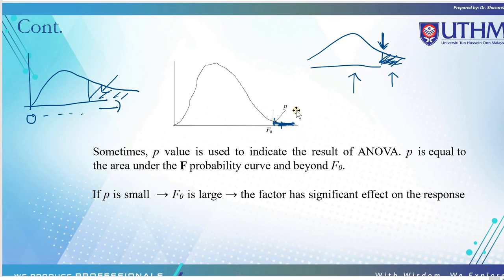But in this case, we can also find the P value from the test ratio, which is the F naught. Then we can know whether the P is small or large. So then we can conclude whether the F naught is large, and that indicates whether the factor is significant or not.